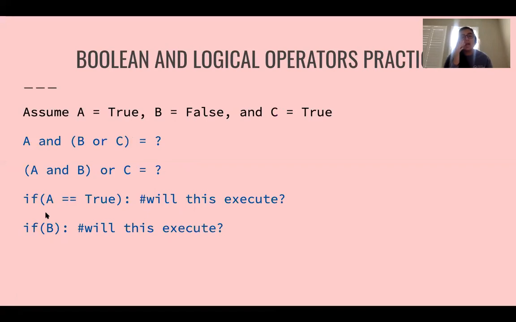So this is some practice for you. Assume A equals True, B equals False, and C equals True. Play around with the code and see what this would evaluate to, or you can also think about it logically. If B is false and C is true, then this statement would evaluate as true because at least one of them is true, and then A is true, so the entire statement evaluates to true. Similarly, you can try this out, and then we'll go over the ifs.